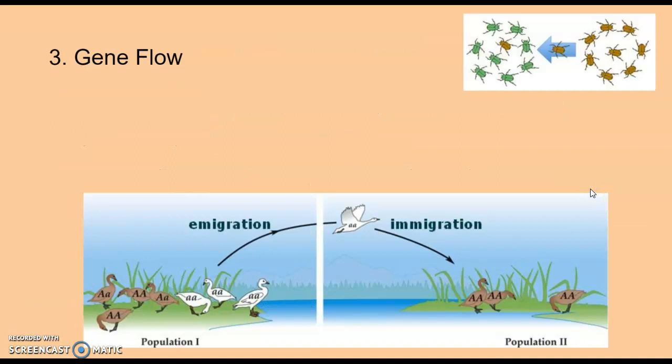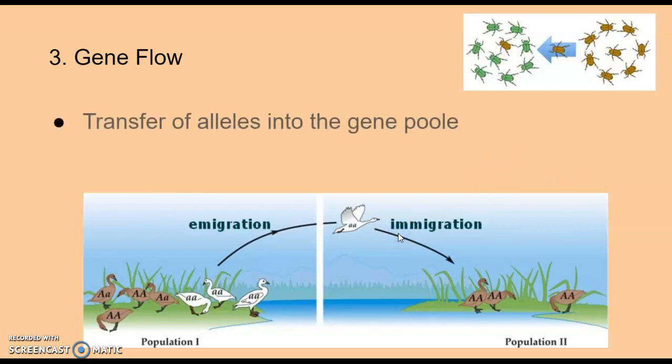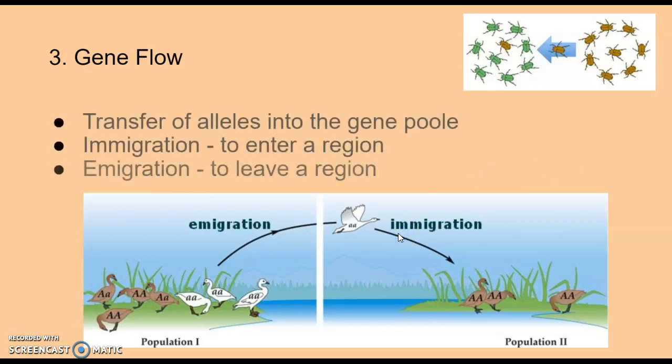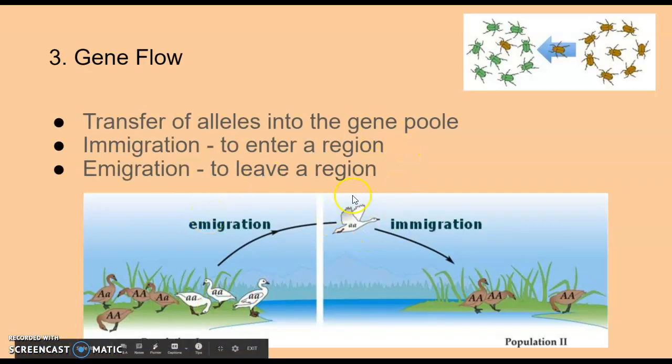Next, gene flow. This one's a pretty simple one as well. So gene flow. Just think of the name, gene flow. I have genes flowing into and out of a population. And these words should be familiar to you guys as well. I have immigration, which is an individual going into a new population, and I have emigration, which is an individual leaving a population, right? Pretty self-explanatory.